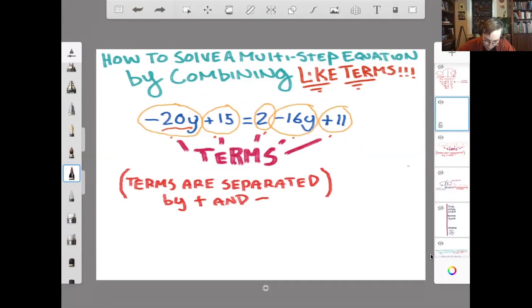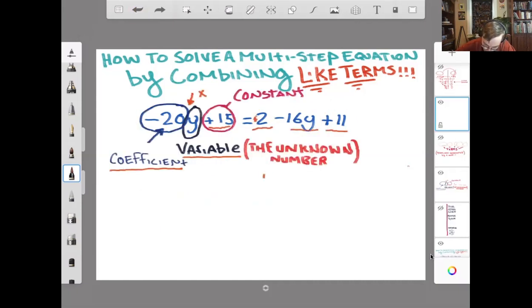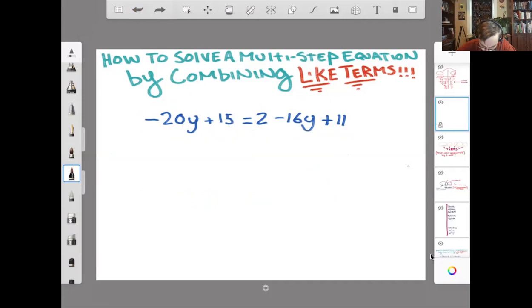So the terms in this problem, there's 5 of them, are negative 20y, positive 15, positive 2, negative 16y, and positive 11. So now that we've identified what the different terms are, our next step is that we are going to have to combine them in order to find the value of the variable or the unknown number. The variable in this problem is y. There's only one of them. So the first thing you should do is identify how many variables there are and see if there's any exponents above them. In this case, there are not, so we're good to go.